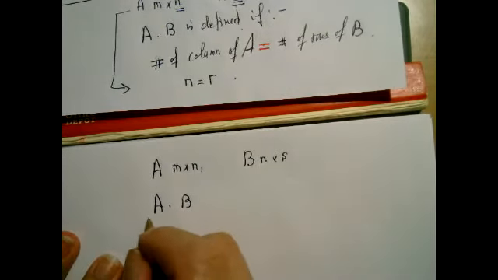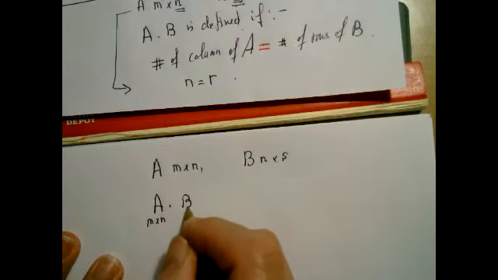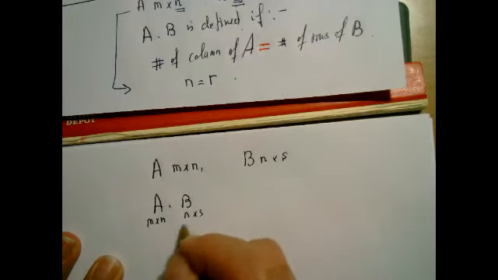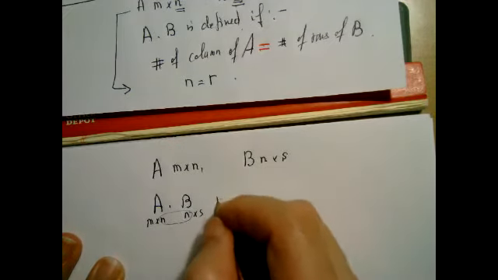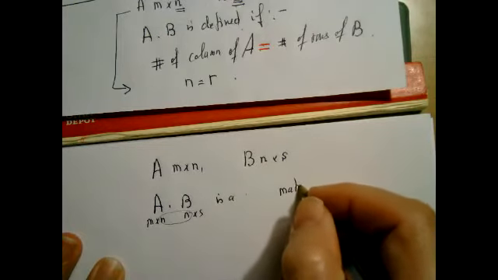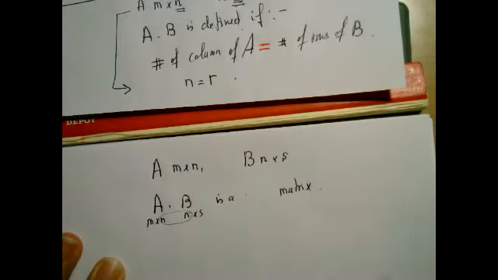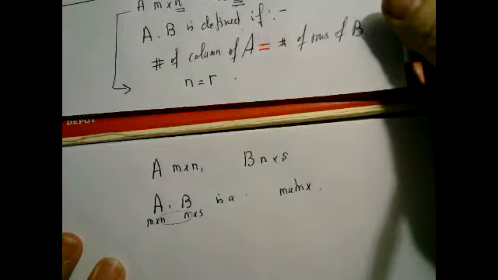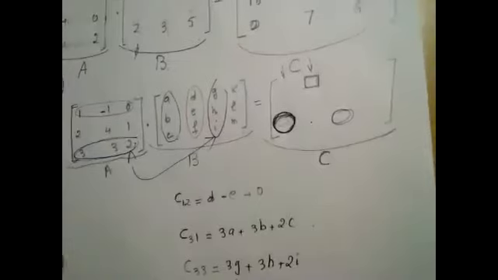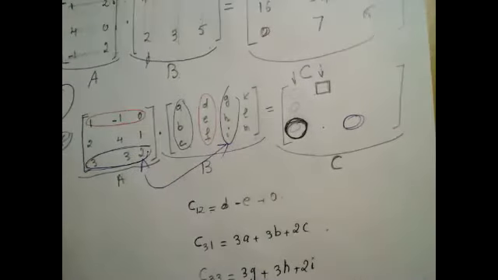So if A is m by n, for the product to make sense, B should have the same number of rows as A has columns. Those have to be the same for the product to be defined. But the question is, A times B is a matrix, but what size matrix is that? Okay, let's go back to the product and find this out.